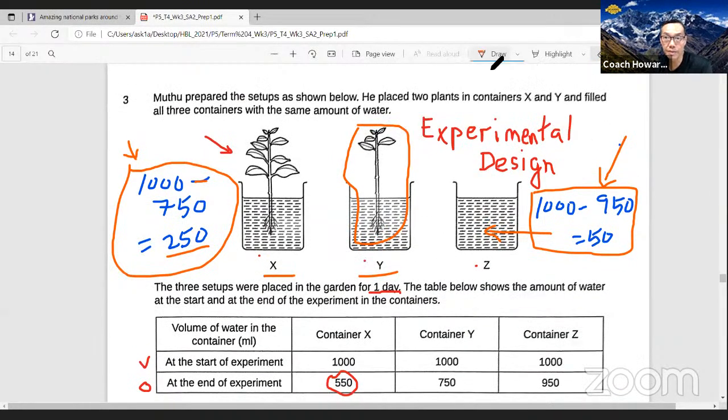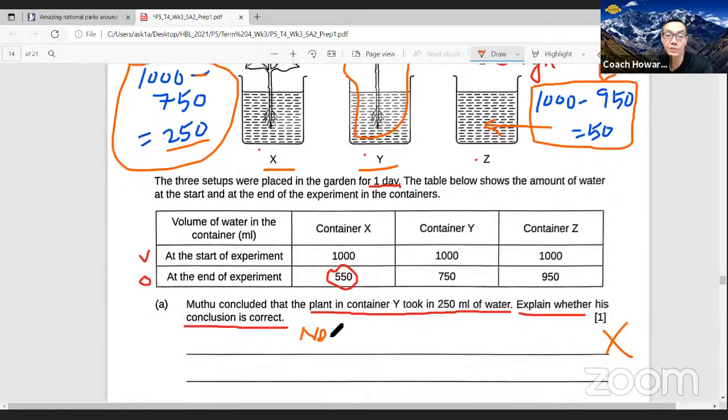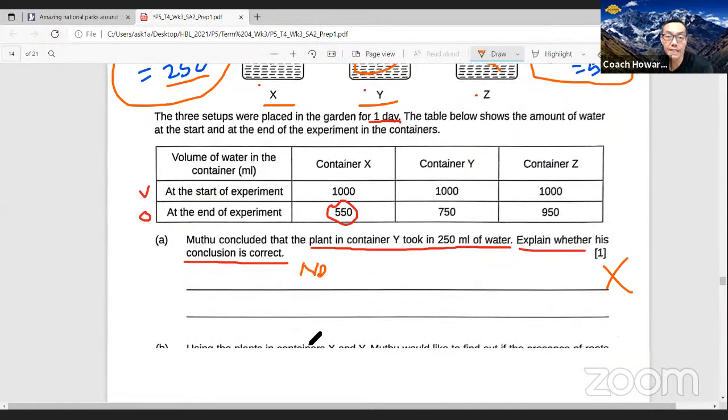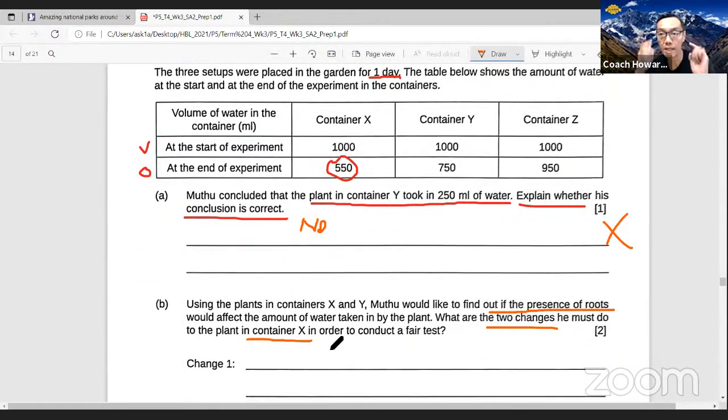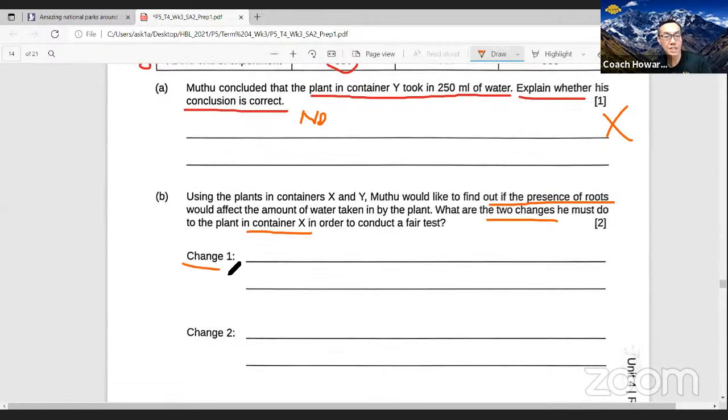So here it is stated very carefully, and this is actually to help students, because the examiner wants you to focus on the plant in container X and not Y. So don't talk about Y, okay? So don't ask me why. Don't talk about Y, because they ask you to focus on X. Just focus on X. So the change one, what must he do in order to have a fair test? Because he wants to investigate if the presence of roots affects the plant.